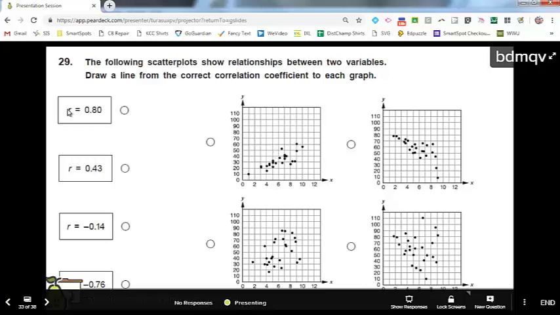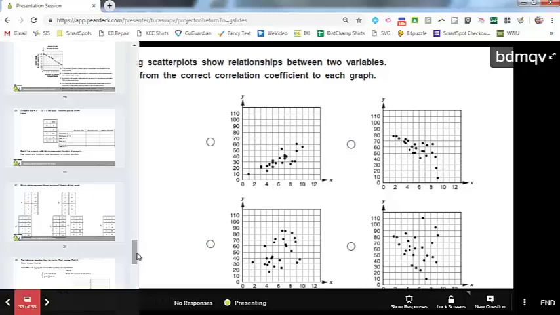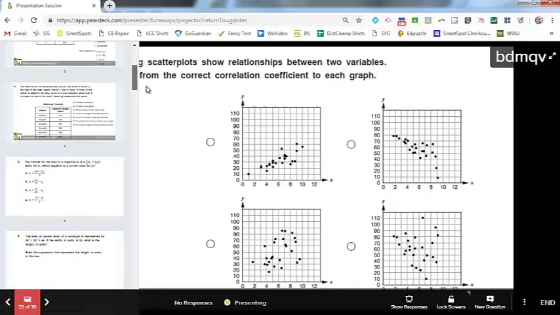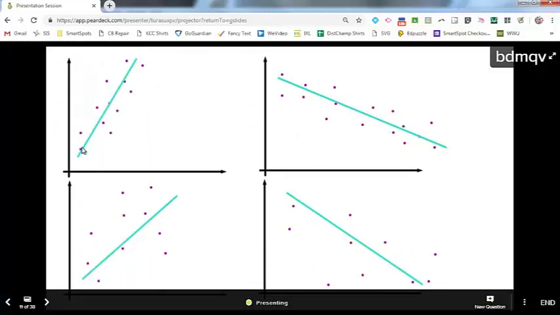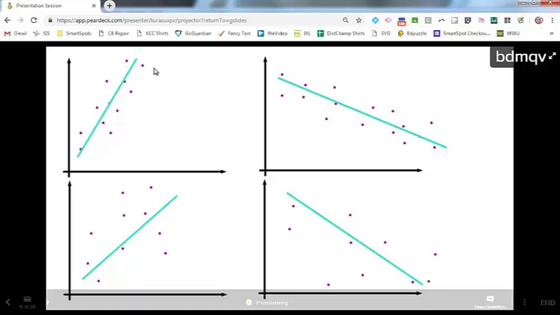So R is the correlation coefficient, and these are the values. And the way that you determine what the values are, we talked about this earlier today. First of all, correlation matters for positive or negative. So if it has a positive correlation, the R value is positive. If it has a negative correlation, the R value is negative.